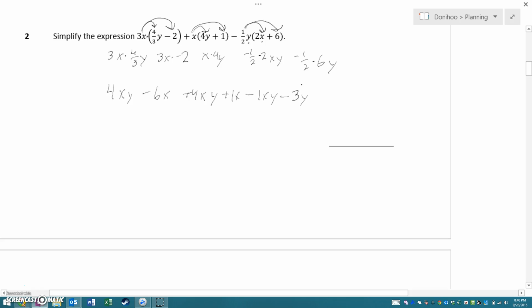Okay, now from here you would just combine your like terms. So for instance, each of these has an x and a y. So those would all combine together. 6 and 1, those are both x, so those will combine together. And the 3 is just left by itself. So you guys can finish it from there.